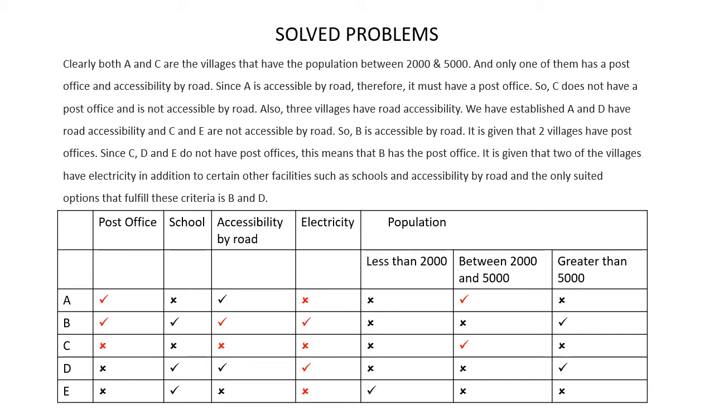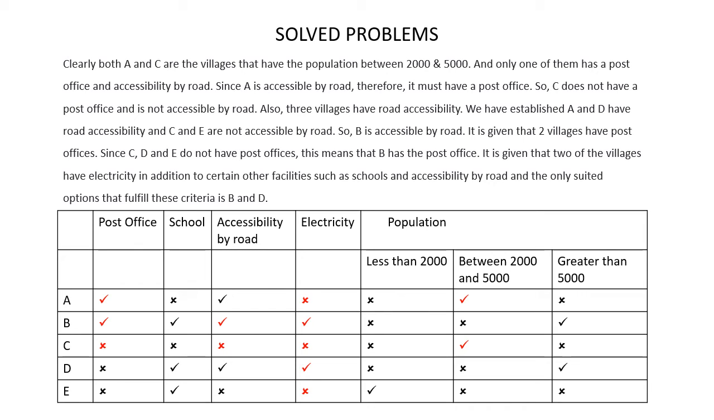Now we know that the population of village B is greater than 5,000. The population of village D is greater than 5,000. The population of village E is less than 2,000. So there are only villages A and C left now. We know that two villages have a population between 2,000 and 5,000. So clearly village A and village C are the villages that have the population between 2,000 and 5,000.